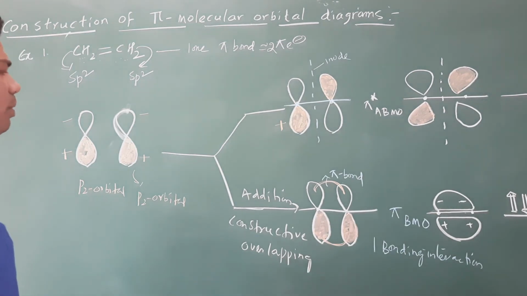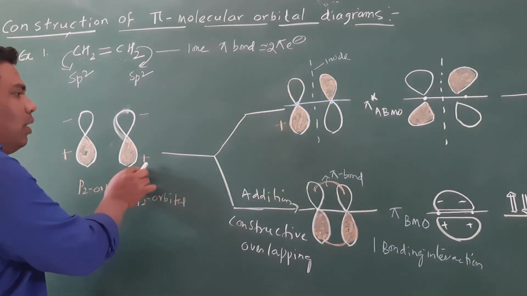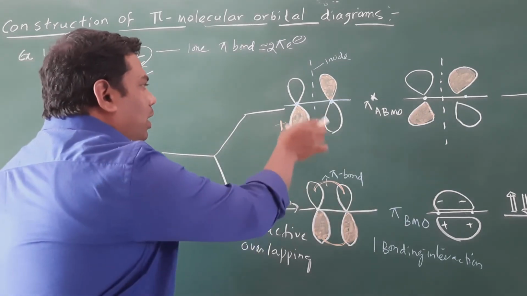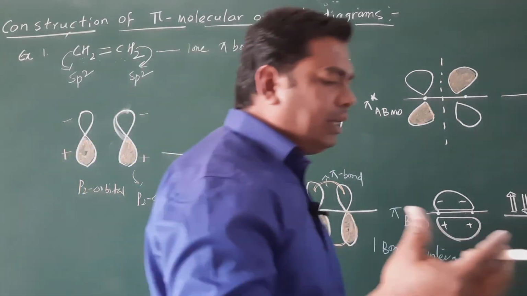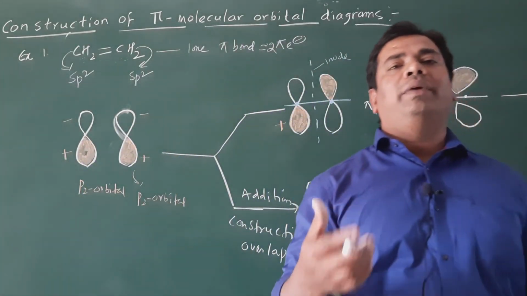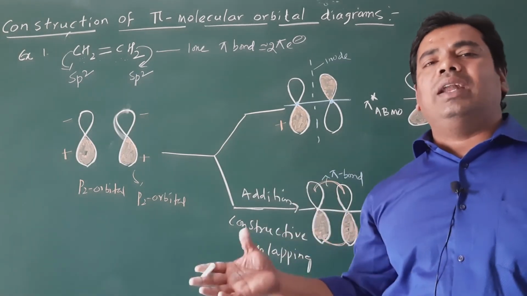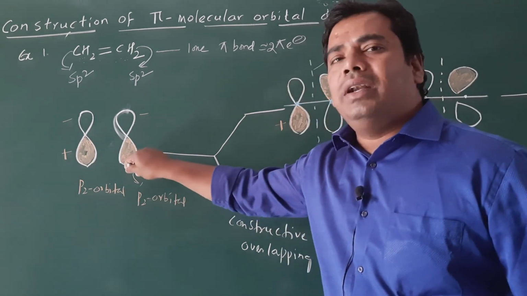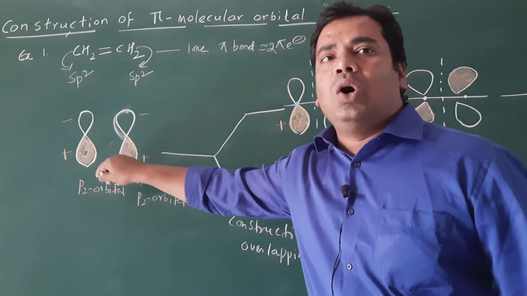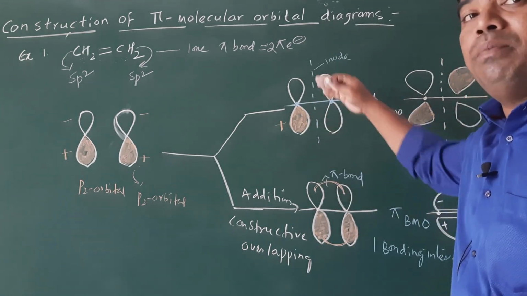So remember, student, how many p orbitals are there? The number of p orbitals is equal to the number of pi molecular orbitals. As we have seen earlier, when a number of atomic orbitals combine or overlap, we get an equal number of molecular orbitals. So here also the 2 pi orbitals are combining or overlapping, so we will get the same number of pi molecular orbitals.